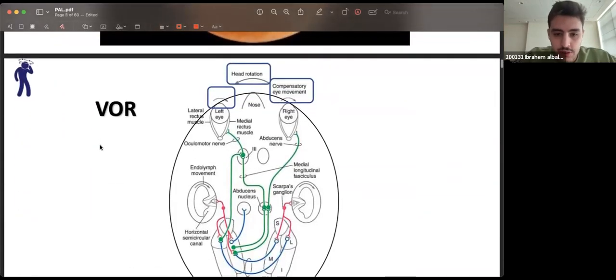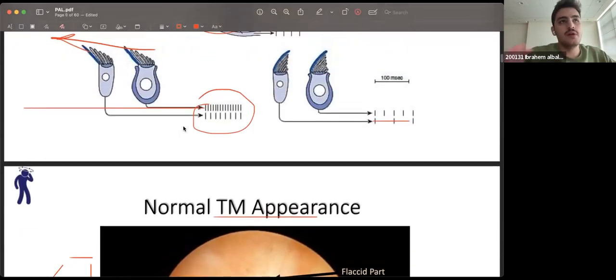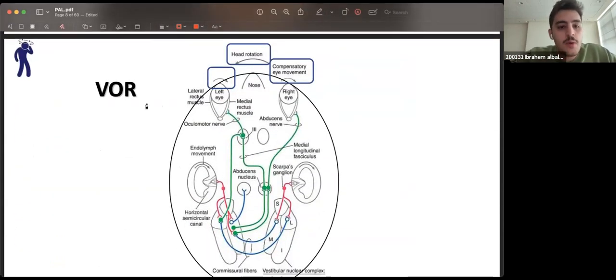I'm going to show you a picture at the end of the lecture, which will make this very obvious. We're just saying that the inner ear has 2 functions, so sound and balance. Okay, so let's talk about the balance.